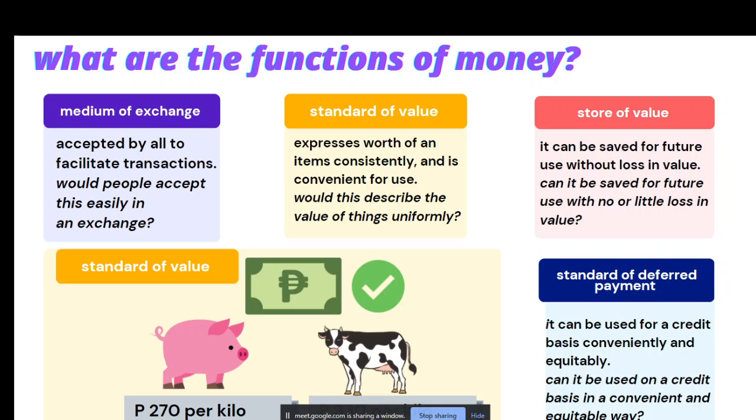Next one, it expresses worth of an item consistently and is convenient for use. So, nakaka-describe siya ng value of things uniformly. Sa atin, ginagamit natin is peso, 'di ba? Tapos yung peso na yun, ginagamit para mag-describe sa lahat. Lahat may value in peso. Yung phone natin, for example, that's 5,000 pesos. Hindi natin sinasabi 5 pigs is 1 phone. Kasi we don't accept that, diba? Hindi natin alam kung ano yung isang pig. Pero alam natin yung value ng isang pera, diba?